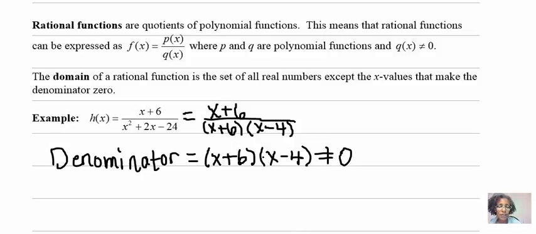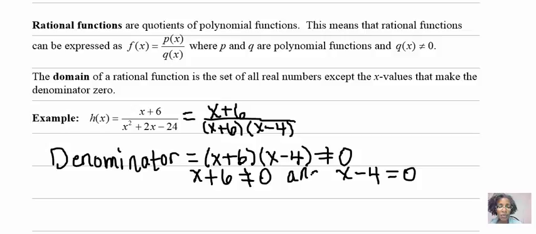So the only way this product is going to be 0 is if either x plus 6 is 0 or if x minus 4 is 0. So that's what would have to happen for this denominator to become 0. But remember, my issue is I do not want the denominator to be 0. So that means I need x plus 6 not equal to 0, and I also need x minus 4 not equal to 0.